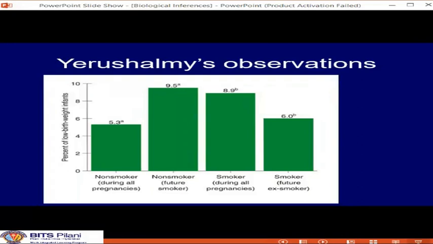Non-smokers who smoked in the future, they didn't smoke during this pregnancy, had the same amount of low birth weight babies as compared to women who smoked during this pregnancy and continued to smoke in future pregnancy. He suggested, looking at this information, that smoking has nothing to do with low birth weight. Currently, our understanding is that smoking does cause low birth weight.